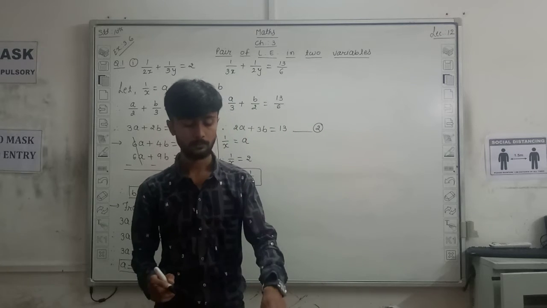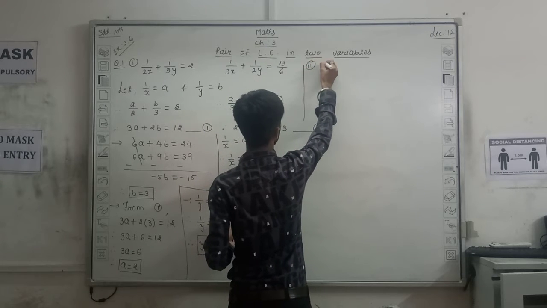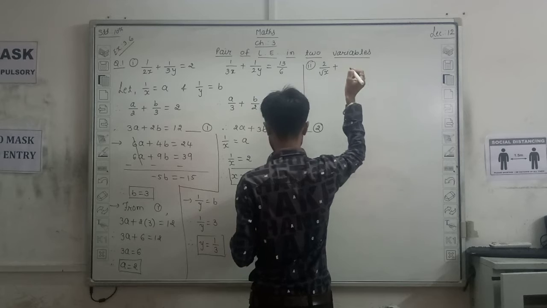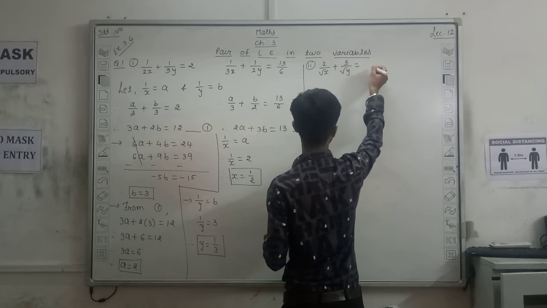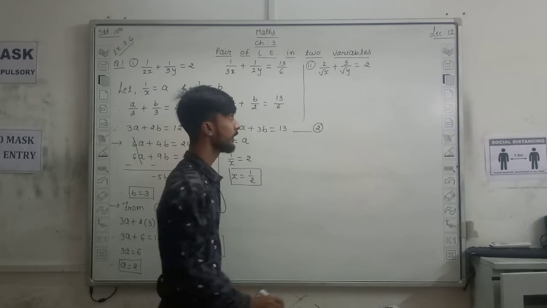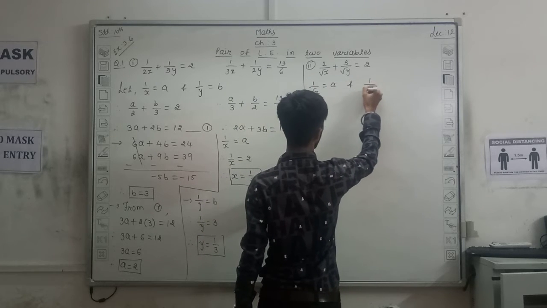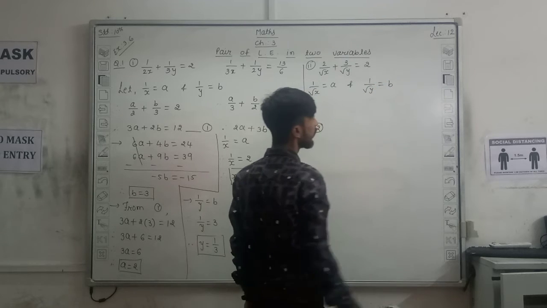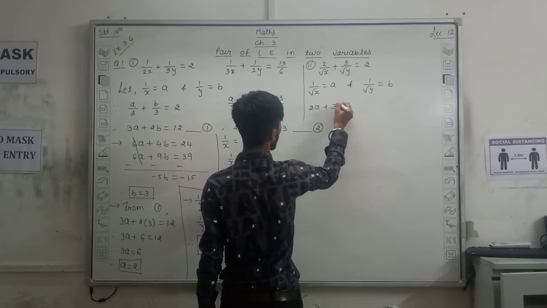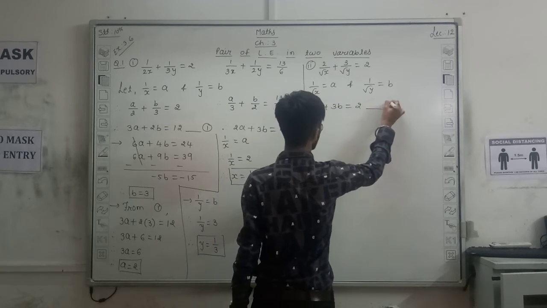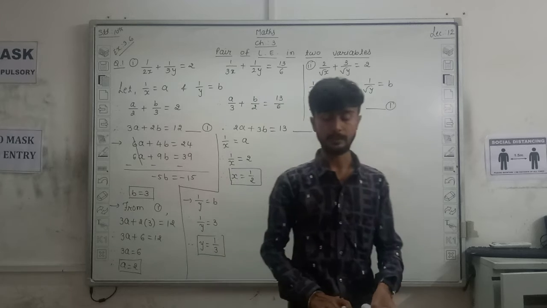Okay, see, 2 by root x plus 3 by root y equals to 2. Okay, so here you need to suppose 1 upon root x equals to a and 1 upon root y equals to b. So your equation will be 2a plus 3b equals to 2. So this is your first linear equation, and similarly you can make second linear equation also.